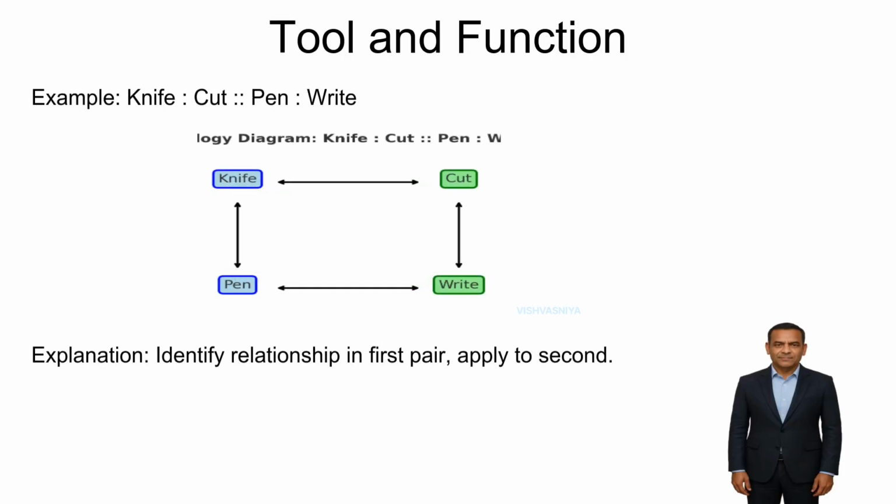Consider the relationship between a tool and its function. A knife is used to cut, just as a pen is used to write. This analogy helps us understand how tools are designed for specific purposes, emphasizing the importance of matching the right tool to its intended function for effective use.